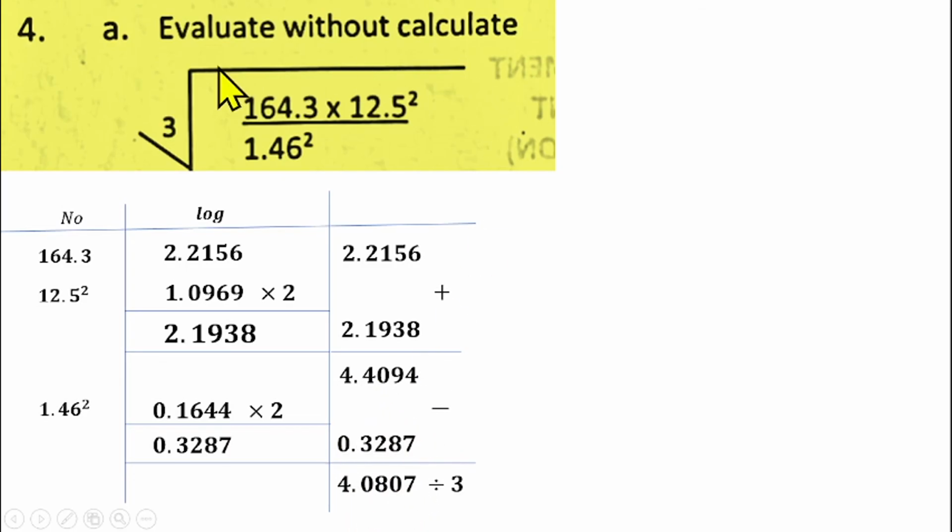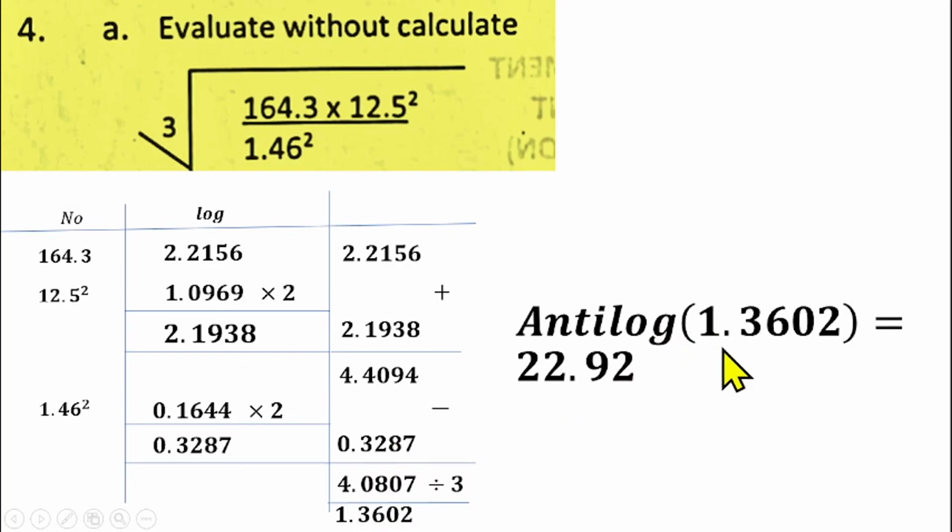You're having the cube root of everything you're having here, so you need to divide the answer of everything here by 3. If you divide this by 3 with your calculator, you will have 1.3602. So you now find the antilog of this number. If you find the antilog of 1.3602, that should give us 22.92.